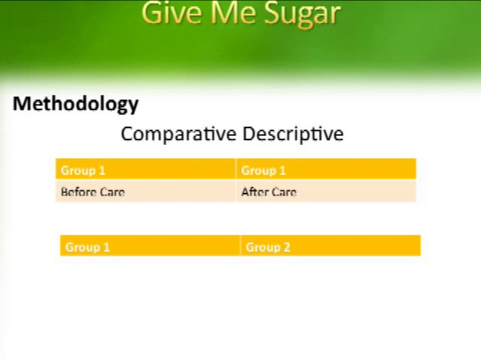design. Now, there are two groups in this methodology, but they're looking at two different things. The one is they're going to take the first group, who are the primary caregivers of their grandchildren, and they're going to look at them before they took on the caregiving role and after they took on the caregiving role. And then they're going to look at group 1, which is the ones that are the caregivers, versus group 2, which are African American grandmas who don't have any caregiving responsibilities.